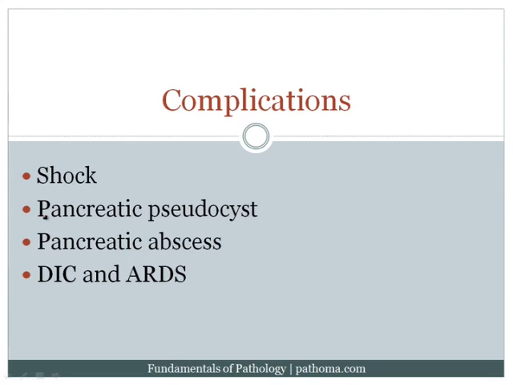Now, the way I remember this is that the pancreatic enzymes can potentially get into the blood, and so they can chew on the coag factors, activating them, giving the patient DIC. At the same time, the enzymes, when they're in the blood, can chew on the alveolar capillary interface, damaging it, giving the patient ARDS, or acute respiratory distress syndrome.